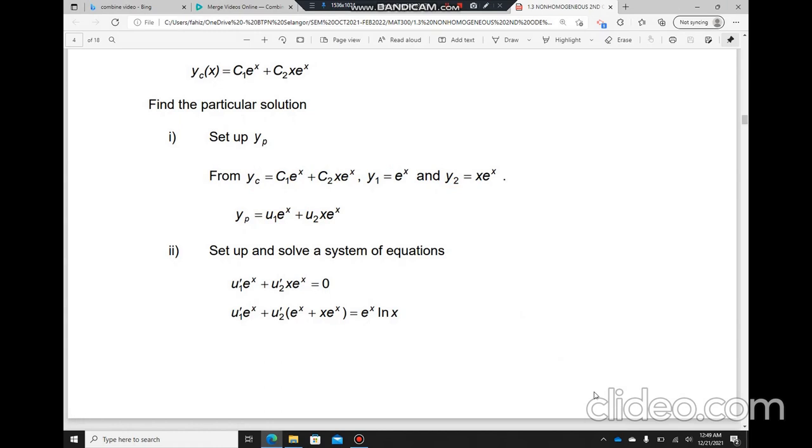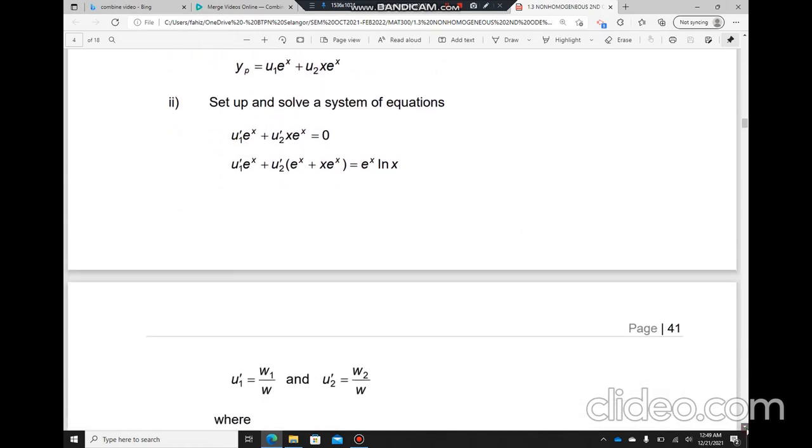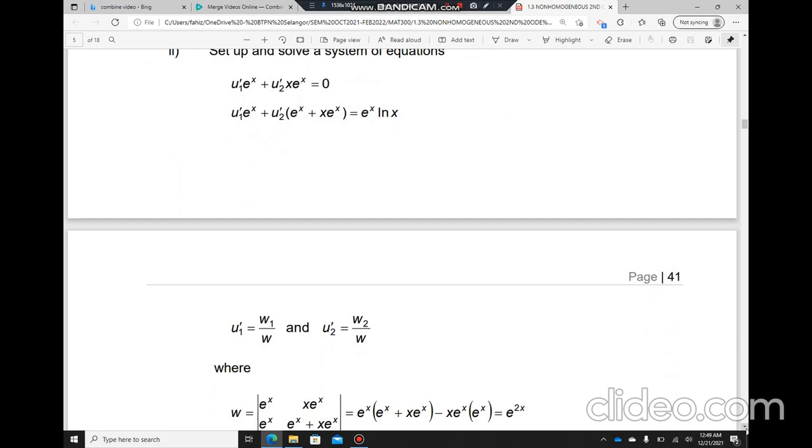Okay, kita setkan and then kita solvekan system of equation. So U1 prime equals W1 over W and U2 prime equals W2 over W. So macam mana kita nak identify W kat sini? Macam mana kita nak identify W, W1 and then W2.